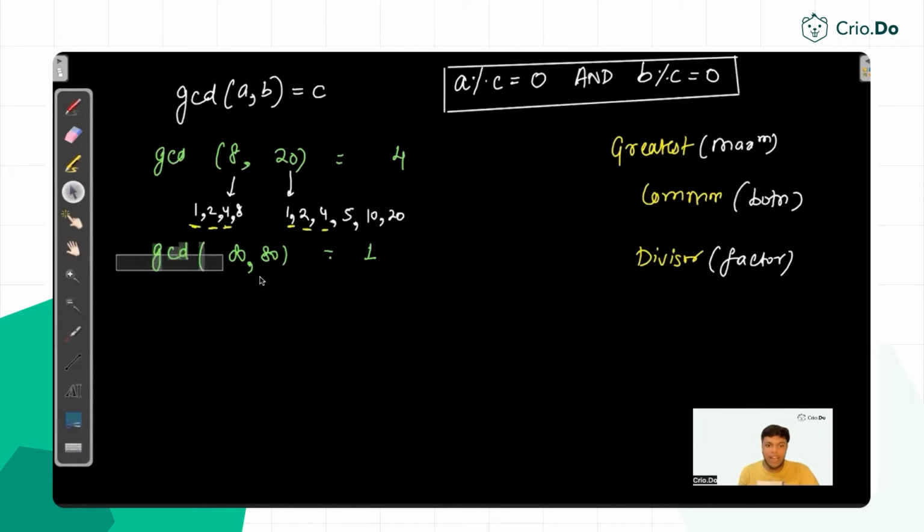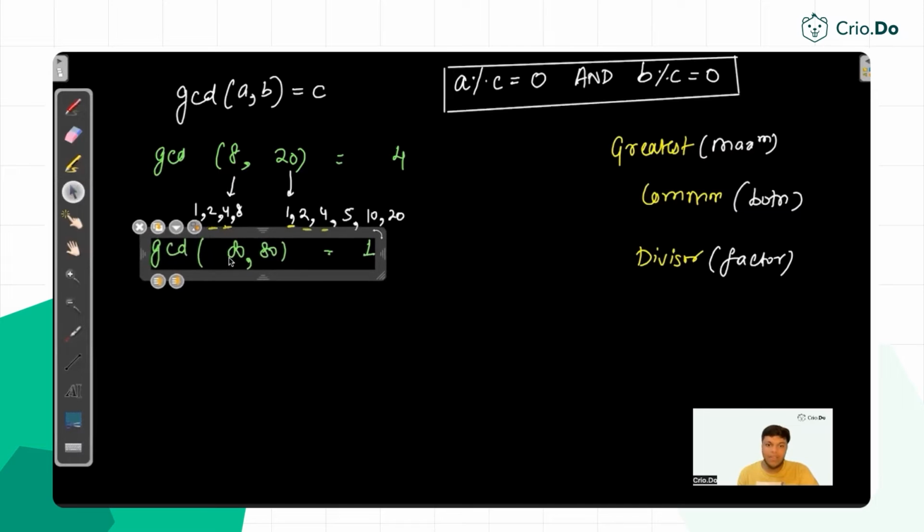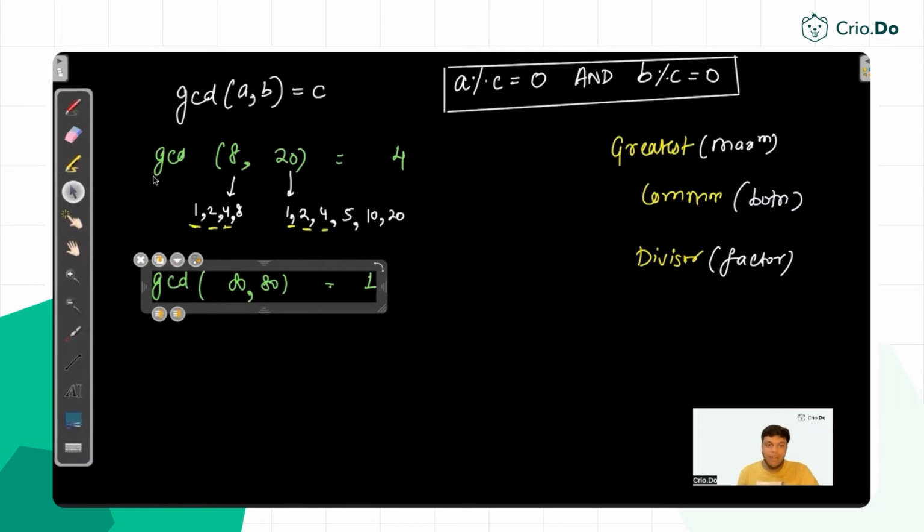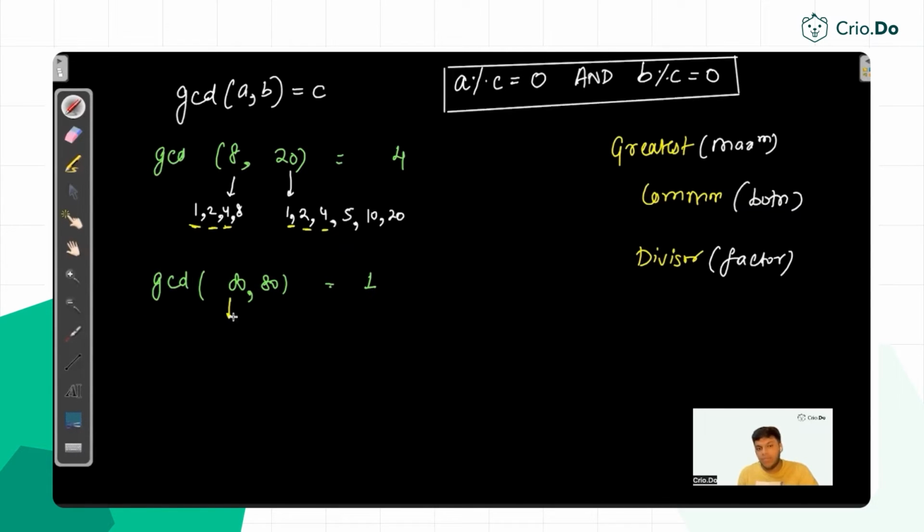What is the answer for 80 and 80? Since both numbers are 80 only, whatever factors will be there for A, the same factors will be there for B, because both numbers are the same. So the highest common factor will be the number itself, because 80 will be getting divided by 80 completely.